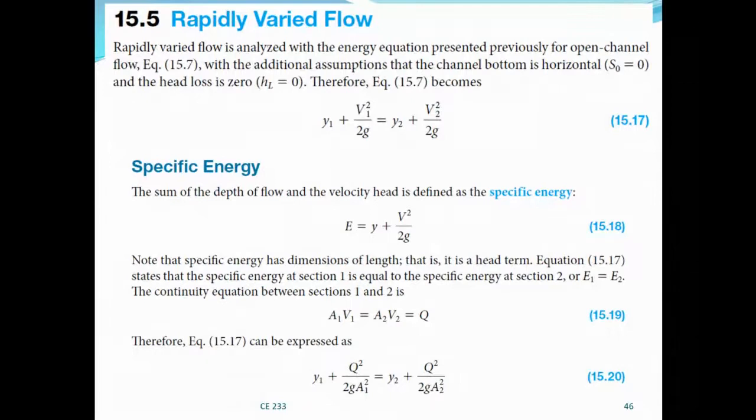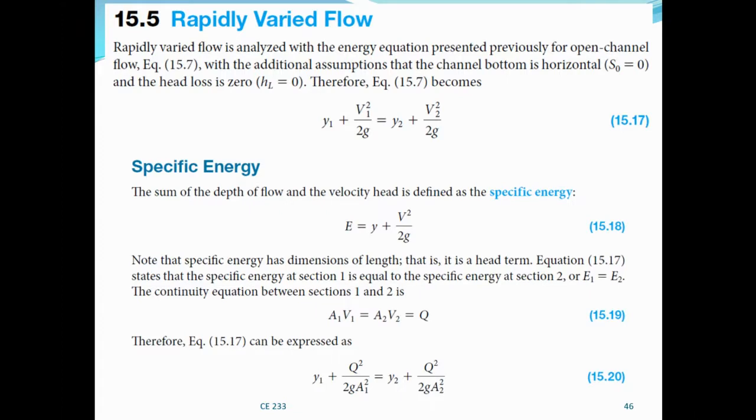Now, uniform flow, you have the depth remaining constant with time at every section. When the depth is changing, now you have two things. Does it change abruptly? Does it suddenly change? Or does it change over some distance? If it changes over some distance, we call it gradually varied flow. If it changes suddenly, we call it rapidly varied flow.